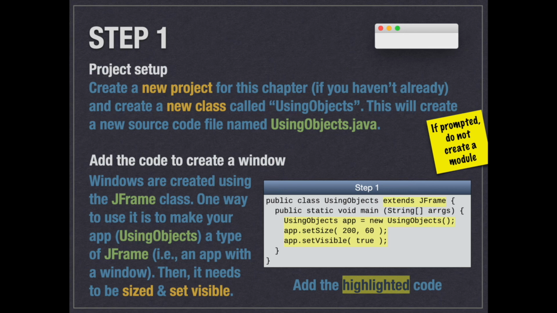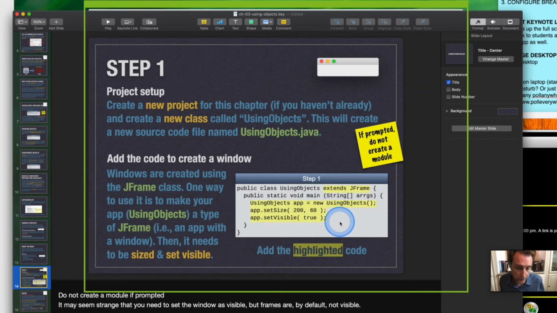As a starting point, step 1, we create an app which extends JFrame, and we do the basic stuff that I just said you need to do for apps. We have the app instantiation with the new statement, we have the set size, and we have the set visible.